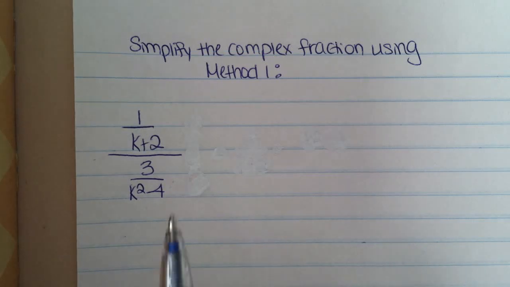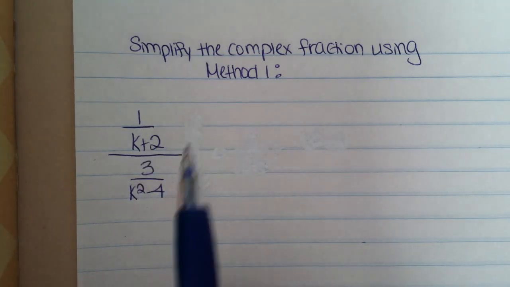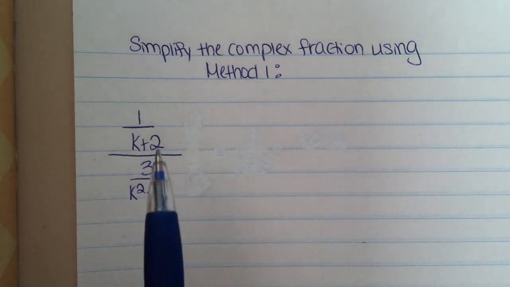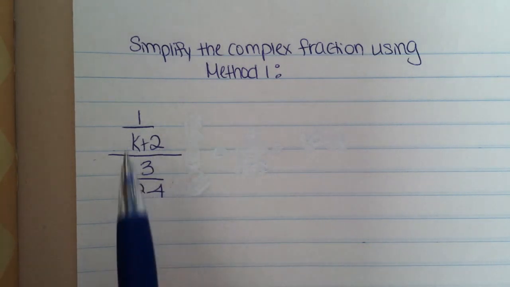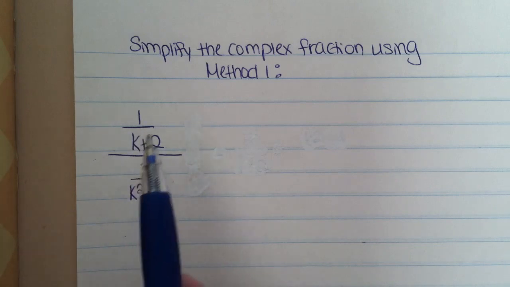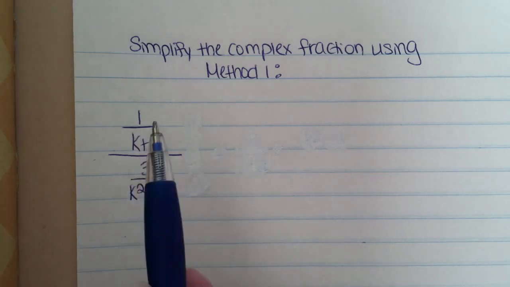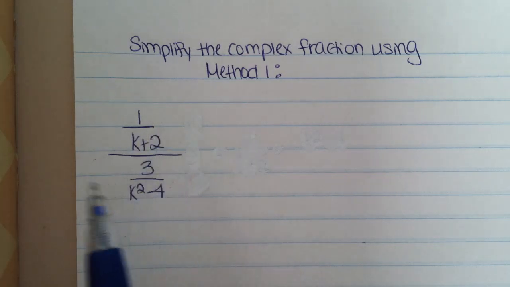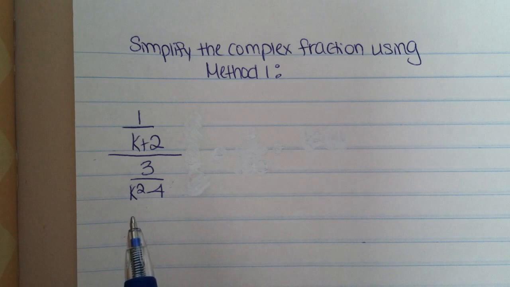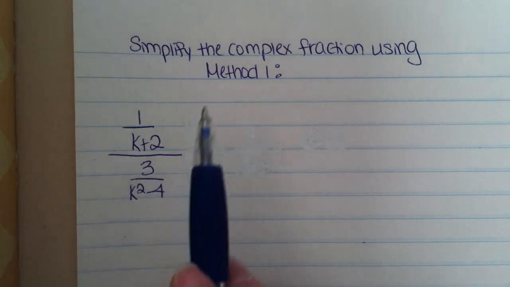Okay, we're going to simplify complex fractions using first method 1, then method 2. Method 1 states that you want your numerator and your denominator to be single fractions, no plus or minuses on top or bottom, which we already don't have here. So we already have single fractions top and bottom. We have 1 over k plus 2 in our numerator, all over 3 over k squared minus 4 in our denominator. The fraction here represents division.